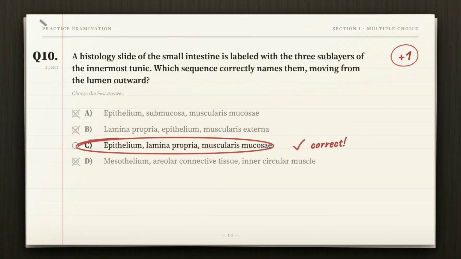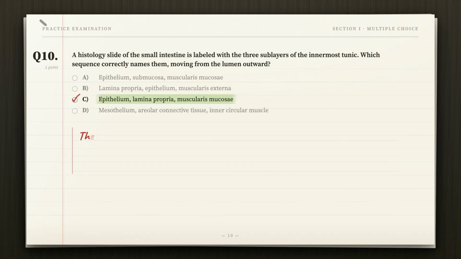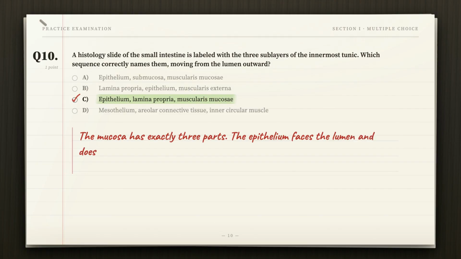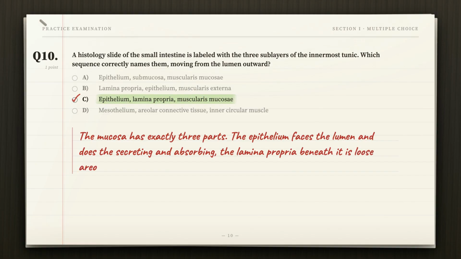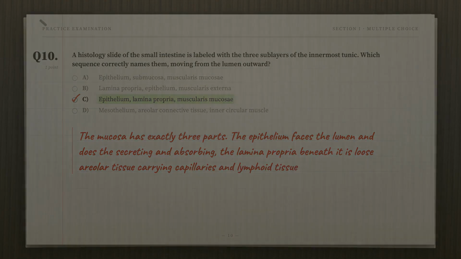The correct answer is C. Epithelium, lamina propria, muscularis mucosa. C is correct because the mucosa has exactly 3 parts. The epithelium faces the lumen and does the secreting and absorbing. The lamina propria beneath it is loose areolar tissue carrying capillaries and lymphoid tissue. And the muscularis mucosa is a thin, smooth muscle sheet that produces small local movements of the lining.